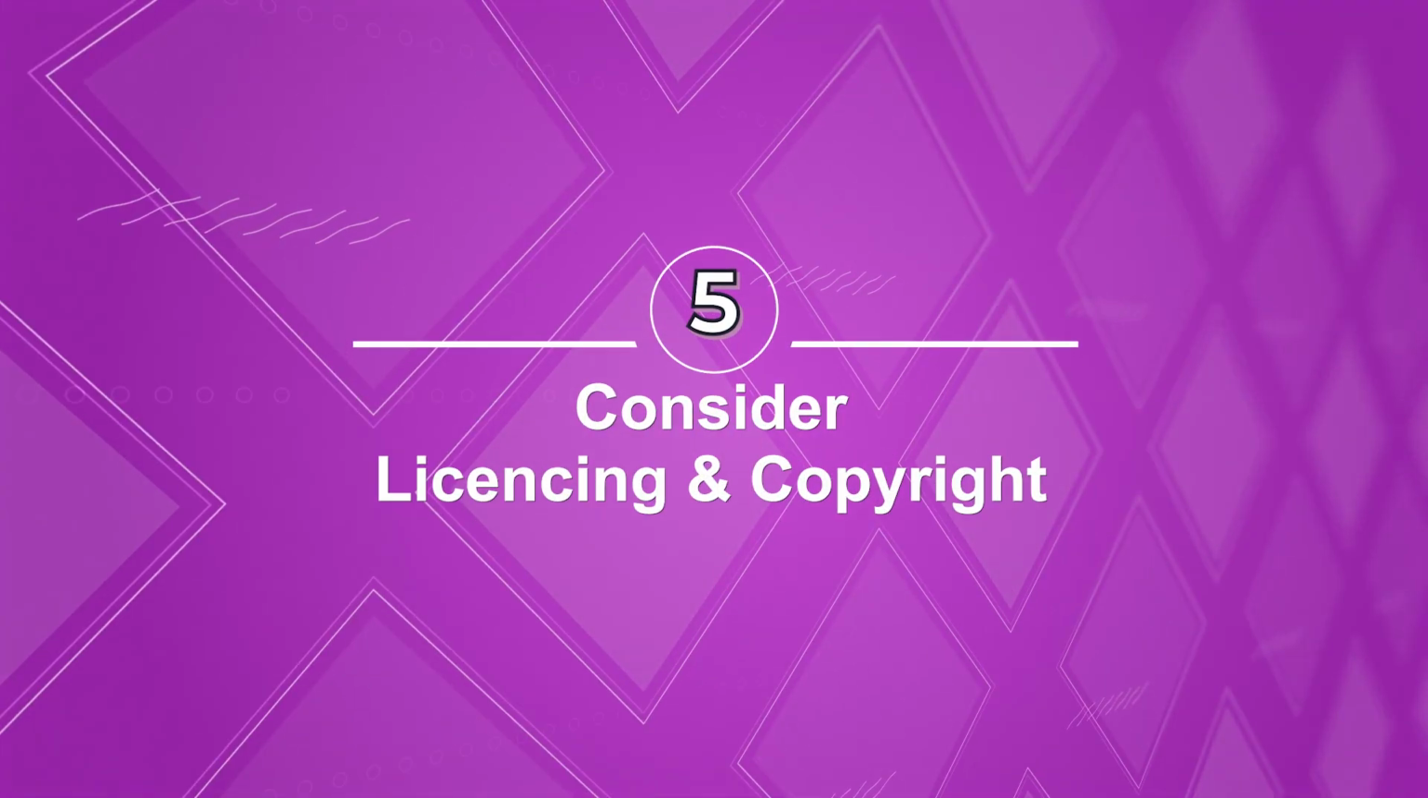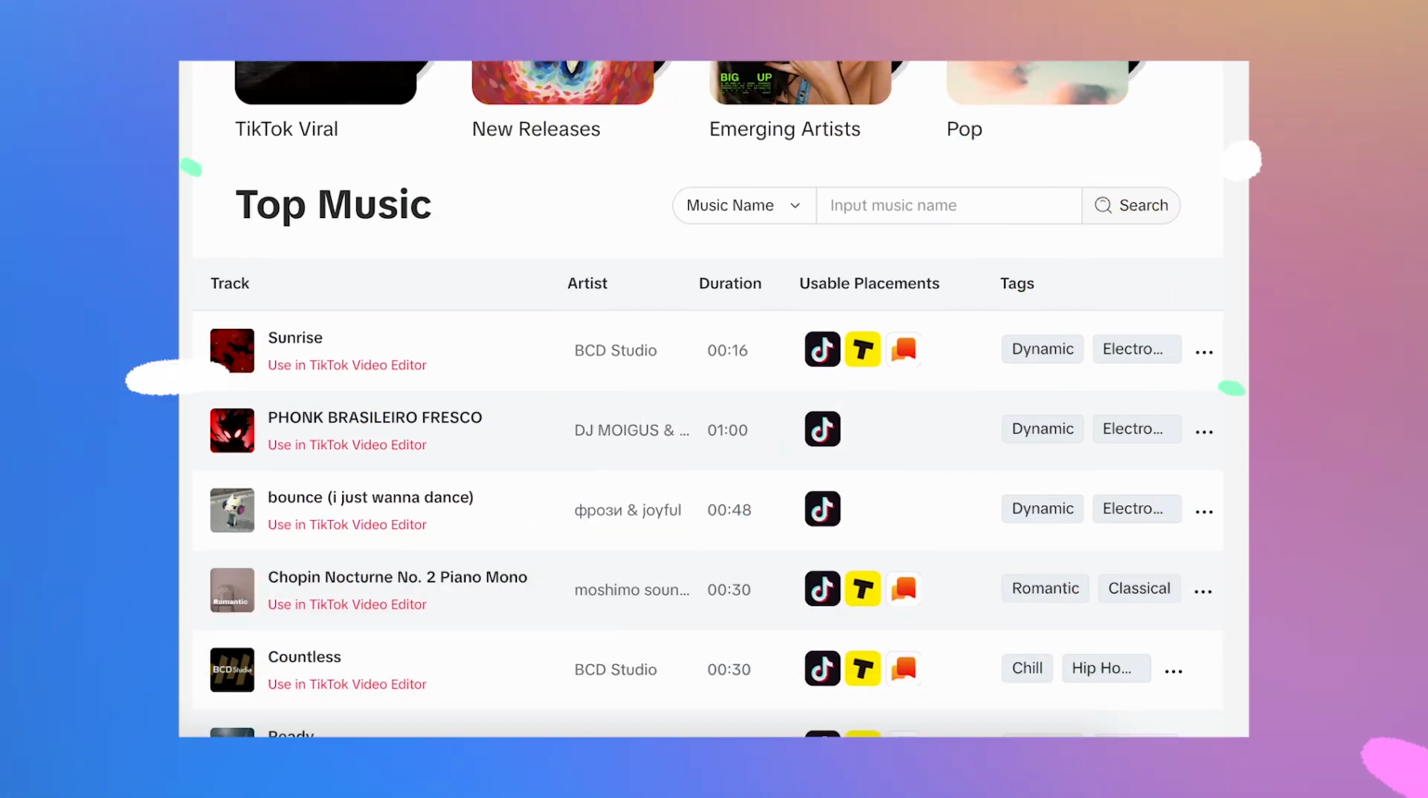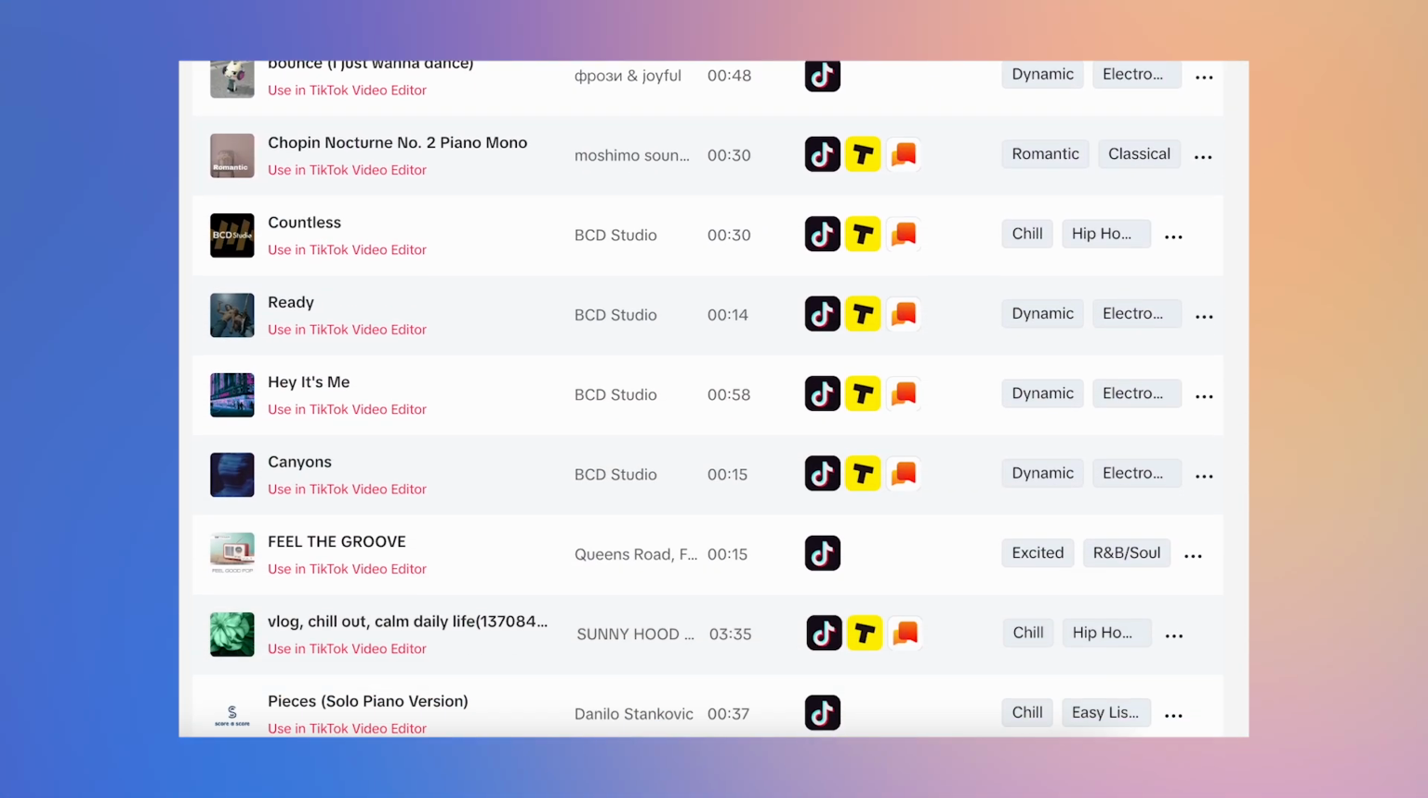Tip 5, consider licensing and copyright. Last but not least, always consider licensing and copyright issues when using music in your TikTok videos. Make sure you have the rights to use the music you choose, whether it's through TikTok's library of licensed tracks or obtaining permission from the artist or copyright holder.